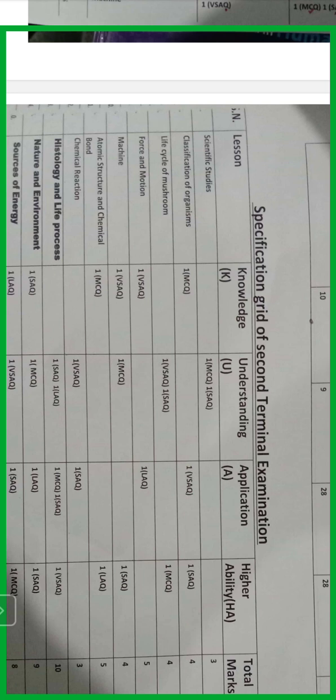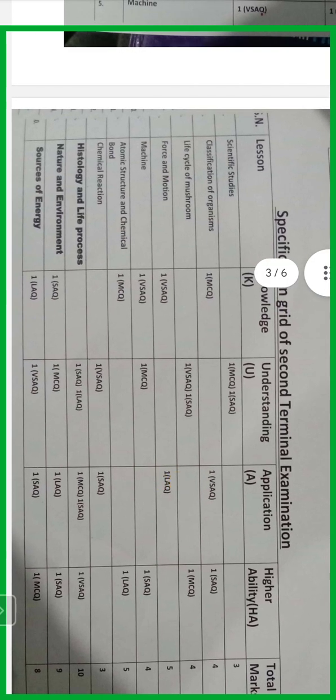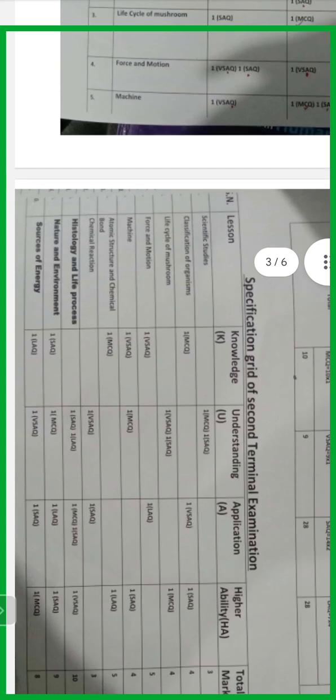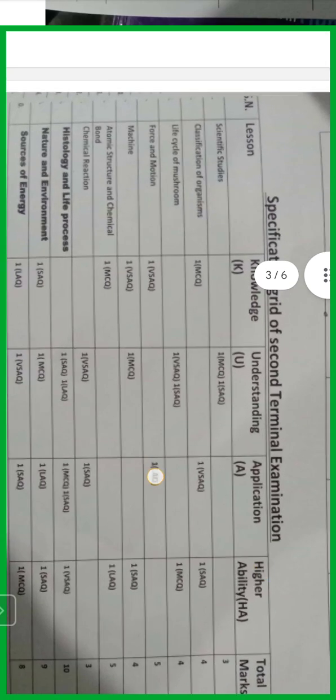Okay, and now we go to our lesson we studied in the second terminal examination. Before, only 3, 4 or maximum 5 marks came from one unit, but in the second term examination, histology and life processes questions of 10, 9, 8 or maximum marks are coming.